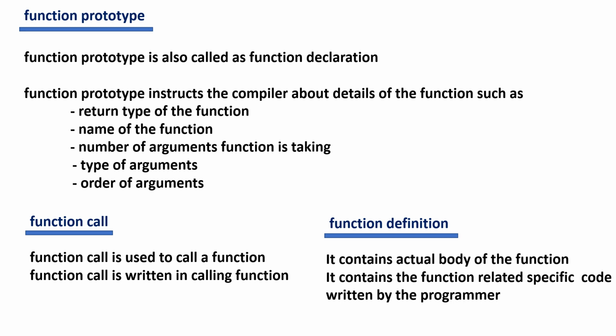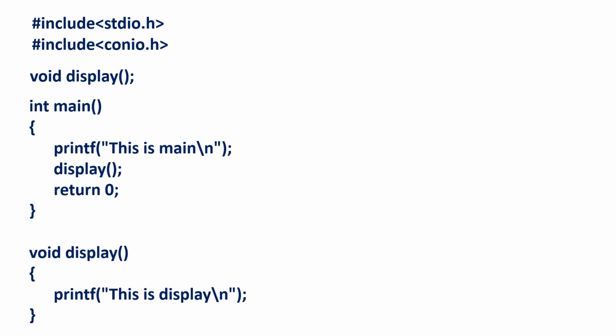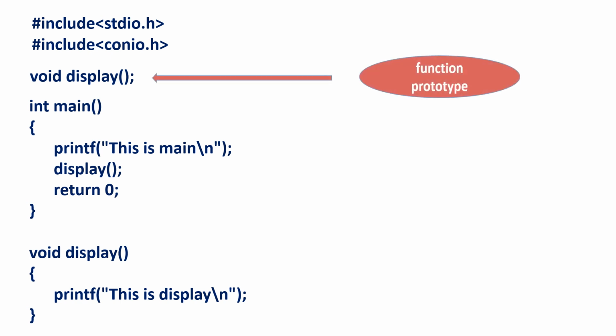Function definition is the place which contains the actual body, and it contains the function related specific code written by the programmer. In this example, we try to identify what is a function prototype, function call, and function definition. Now the first statement is called function prototype.